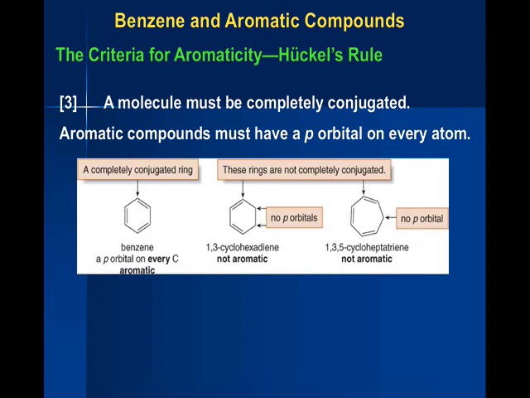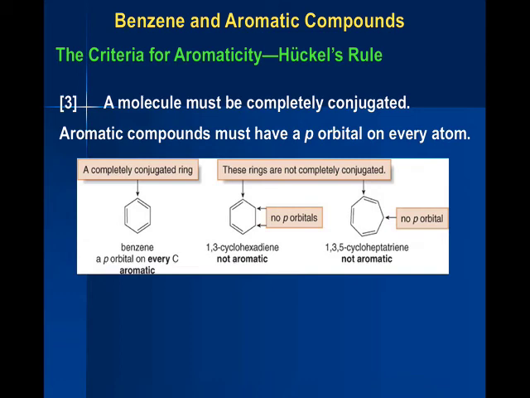The third rule is that the molecule must be completely conjugated. That is, it must have a p orbital on every atom. If I look at this for benzene, there's a p orbital, a p orbital, a p orbital, p orbital, p orbital, p orbital. Every atom has a p orbital. It is completely conjugated. I can draw resonance structures that go around the ring.